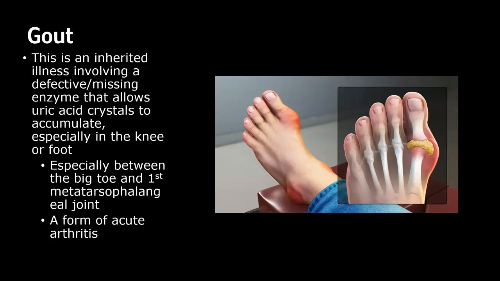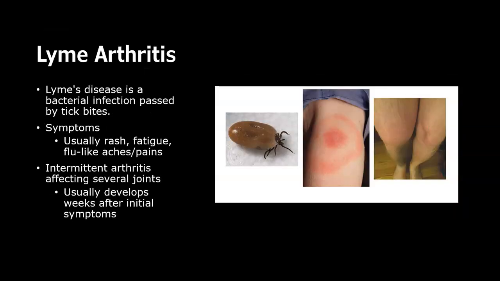Another type of joint disorder would be gout. This is also an inherited illness involving a defective missing enzyme that allows uric acid crystals to accumulate, especially in the knees or in the foot. So this one is actually most common in the big toe of the foot, though it can be found in other joints of the toes. Mainly it's the big toe, which is going to be that first metatarsophalangeal joint there. And so it can be a form of acute arthritis. So it's very painful.